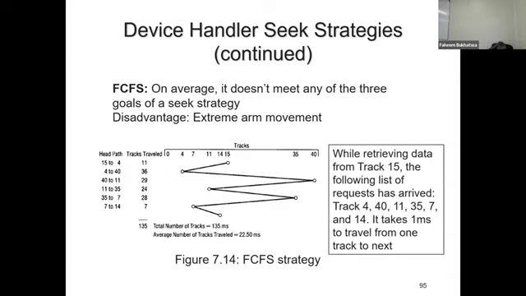How long did it take us to move from 15 to 4? Just find out how many tracks we have to cross. 15 minus 4 is 11. So it takes us 11 thousandths of a second, 11 milliseconds. Okay. Now, we finished reading at number 4. What's the next one? 40. How long does it take us to move the head to 40?